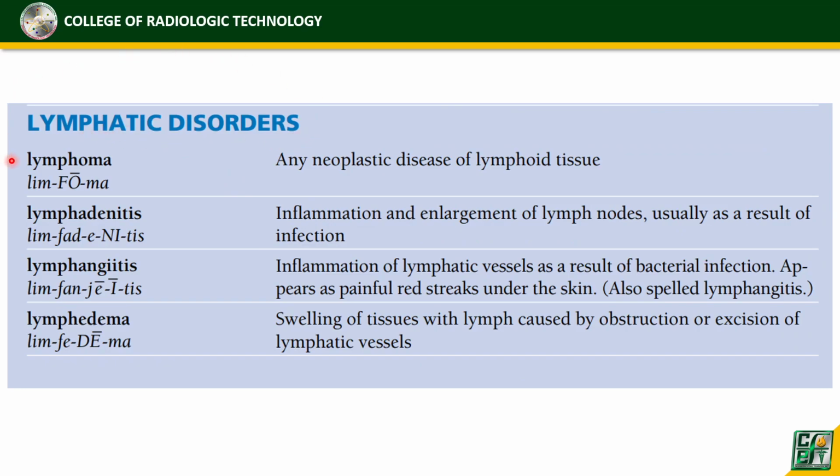Okay, lymphatic disorders. So we have lymphoma. Siya ay isang neoplastic disease of the lymphoid tissue. Then lymphadenitis, inflammation of the lymph nodes. Okay, next is lymphangitis, inflammation of the lymphatic vessels. Okay, then lymphedema, swelling of the tissues with lymph. Okay, so that ends our discussion for today. Okay, so any questions?